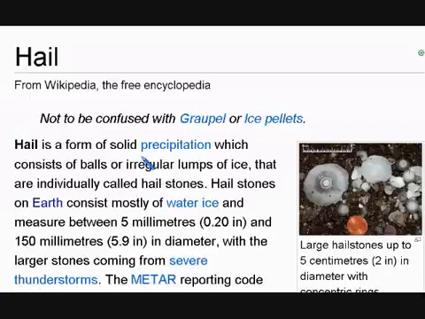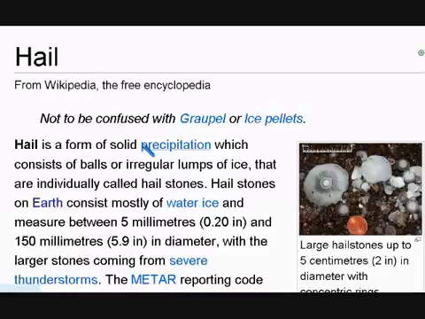Now, hail is a form of solid precipitation. Precipitation is water that comes from the clouds, water that falls from the sky. So it could be rain, snow, or in this case, hail. So you look at this, it is a form of solid precipitation. This ice is solid.